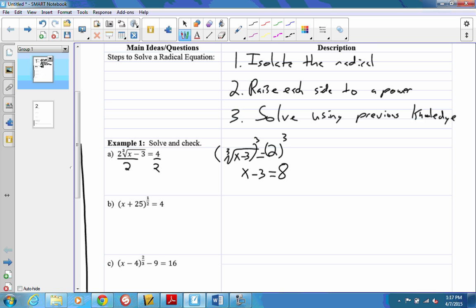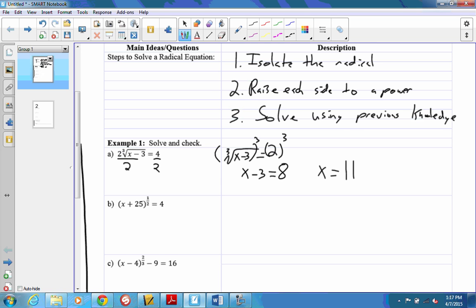And then solve using previous knowledge. I wonder what I do to this in order to solve. Add 3 to both sides. X equals 11.